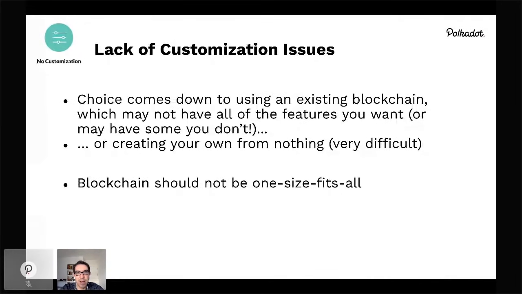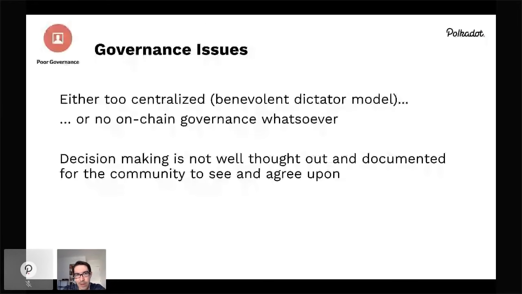So it's very hard to customize. You either have to not customize at all or really start from scratch. Governance issues. It's very difficult, and a lot of these traditional blockchains have no way of determining the future of that blockchain on chain. So you either have a very centralized system with a sort of benevolent dictator watching over the chain and making decisions, or a development team that makes decisions, or just people interacting off-chain and deciding on their own using ad hoc procedures.